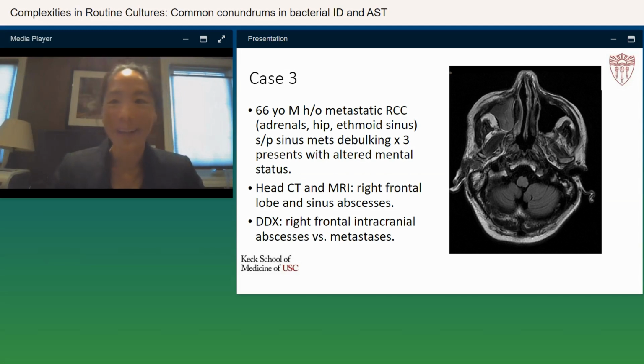Okay, great. And we have one final case to go through. I think it's a really fun case because it incorporates all aspects of pathology into one specimen.